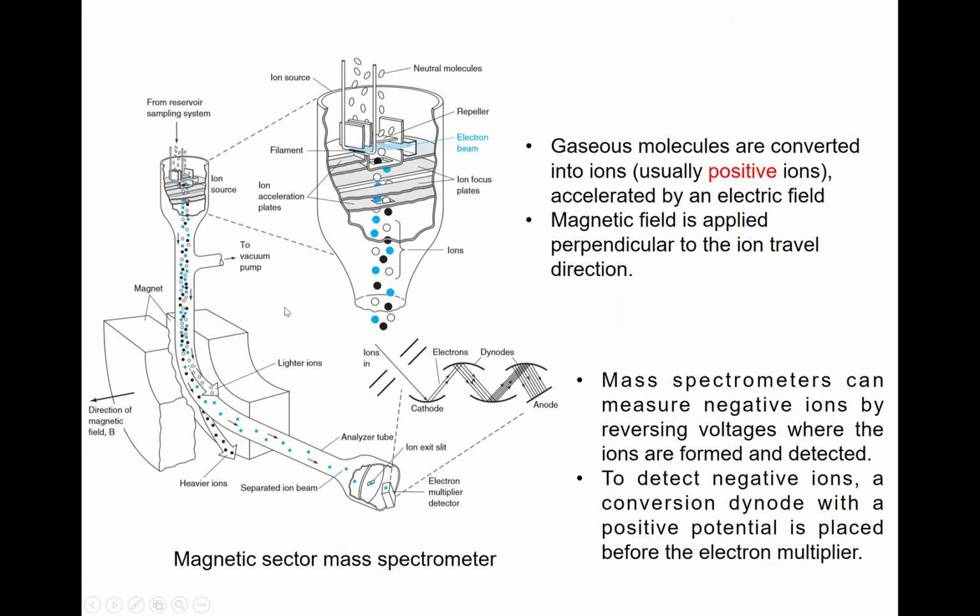Yeah, this is one of the mass spectrometer structures. Okay. First, the molecules should be ionized and in gas phase. Okay, it must be in a gas phase. So gaseous molecules are converted into ions.